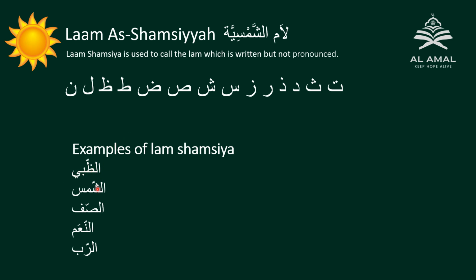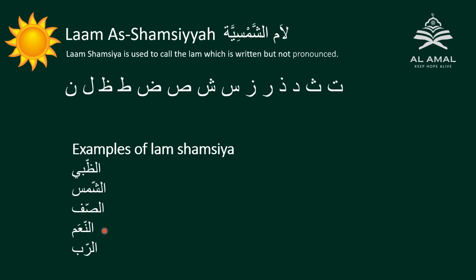The same as letter shin. It also belongs to the sun. So you pronounce this as shams, like shams is sun. So the lam is silent, and here sord also is very powerful. So lam becomes silent and shies away. It's too heaty, so don't pronounce the lam. So it is soft.